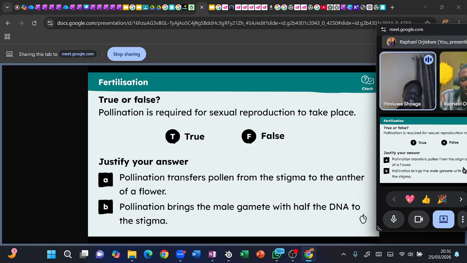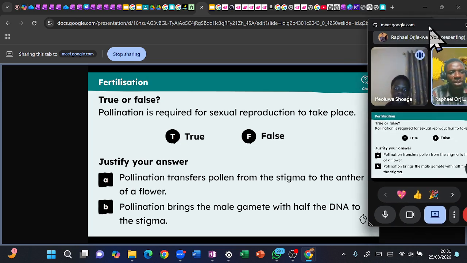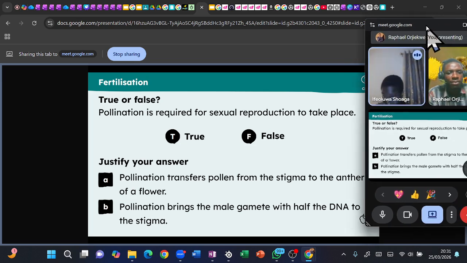No, I think true. True. So if you now agree that the answer is true, then justify your answer. Which of them would be your answer? Is it A or B? Justify your answer there. B.